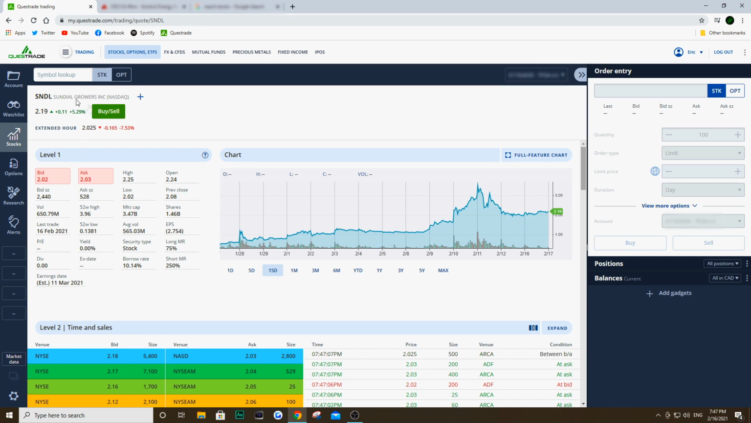SNDL closed at $2.19 today, and after hours it is down 16 cents or 7%, and it's nearing that support range again around the $2. This is essentially the same low as today, and if it goes below the $2 mark, I would really hold on until you buy, because I think if it breaks below 2, it's going to go around $1.75 before it finds more support.